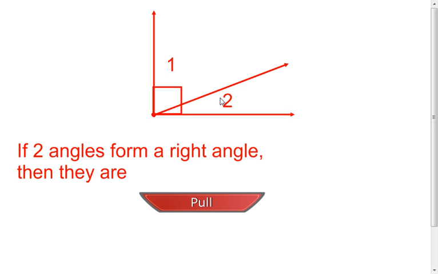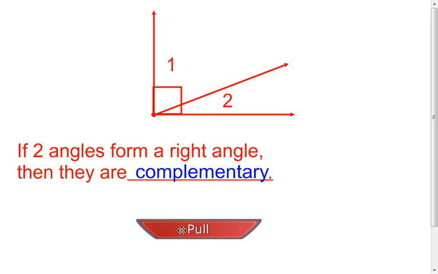So in this case, angle 1 and angle 2. And if they're forming this right angle, what are we going to know about them? Well, they're always going to be complementary. In other words, add their two measures together, and it's going to equal 90 degrees.